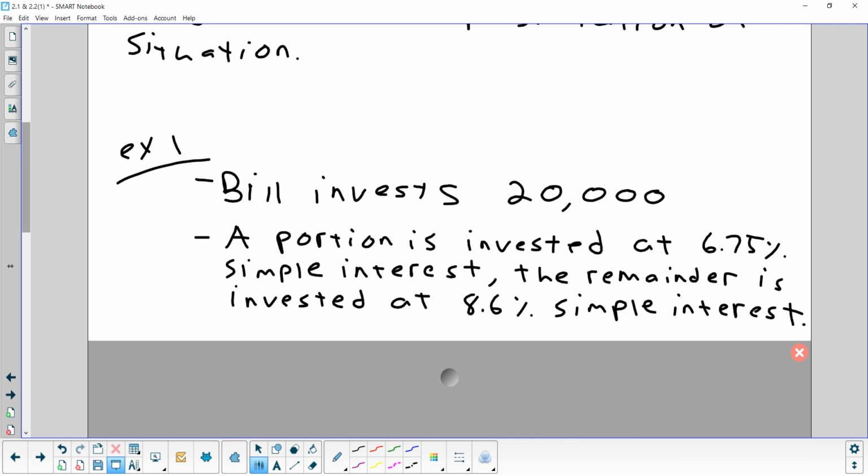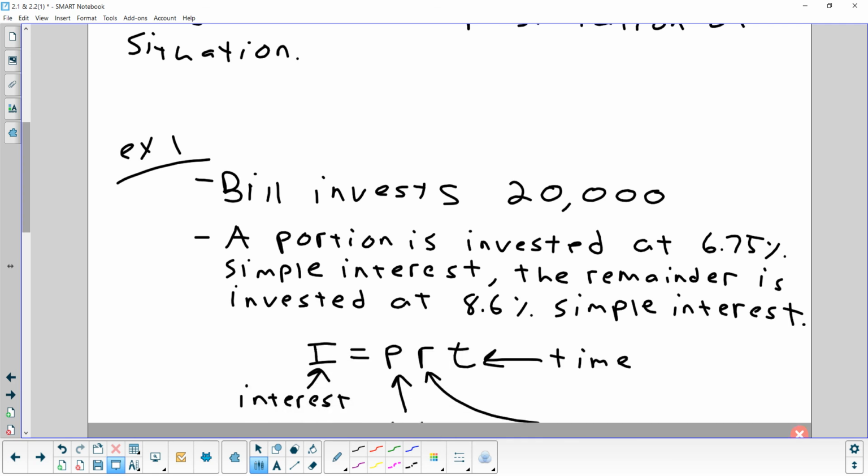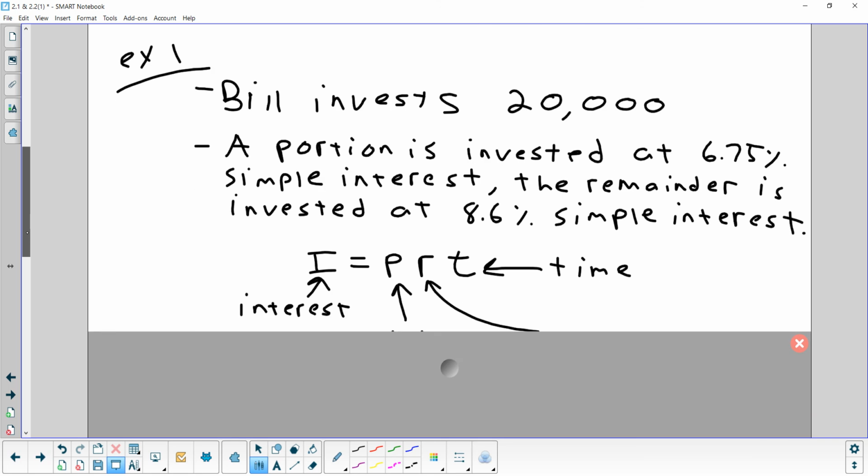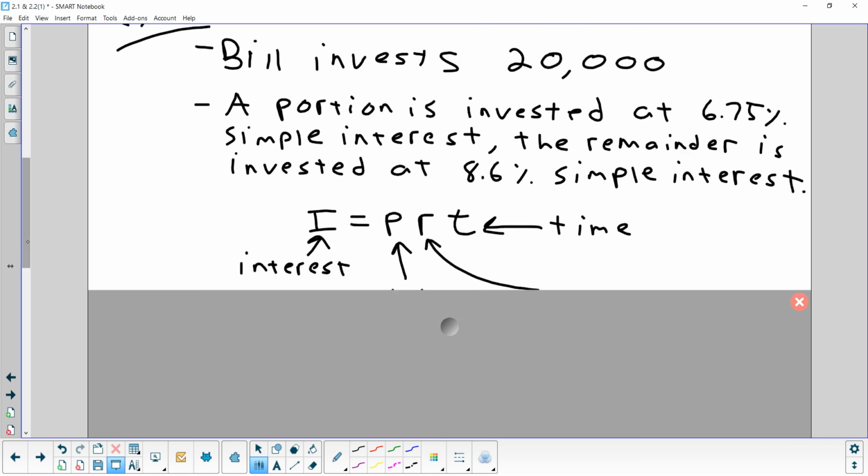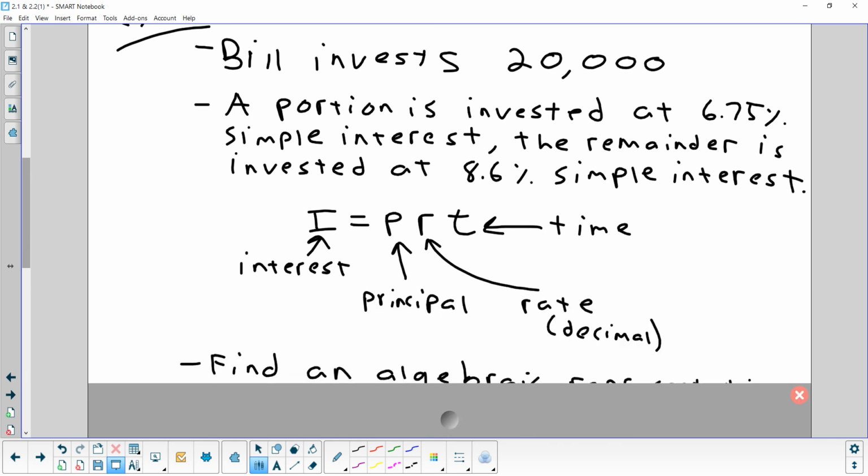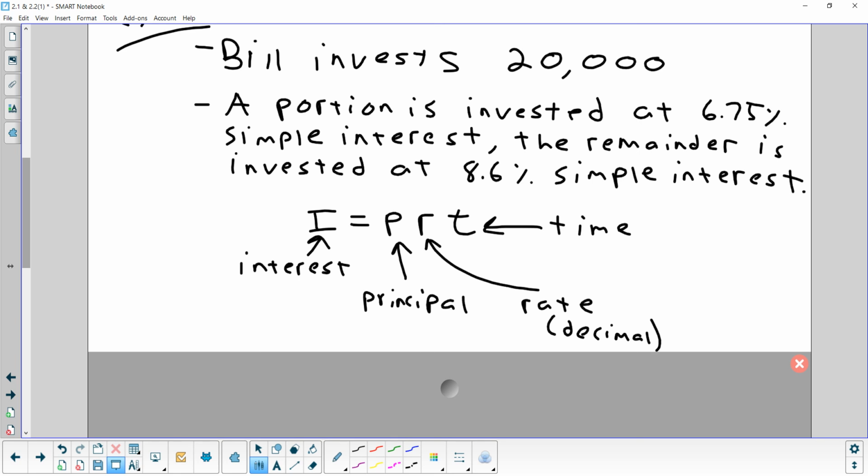So two different investments, each of them pays simple interest. That's the formula for simple interest, and that is something you would need to know. I equals PRT. In fact, this is a very good problem to know for Friday.